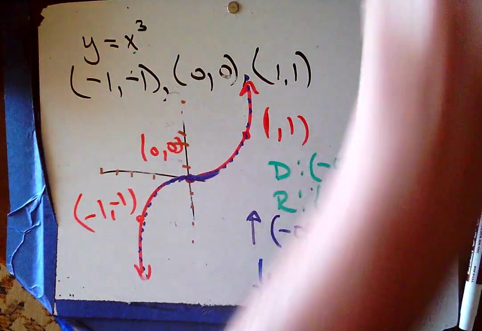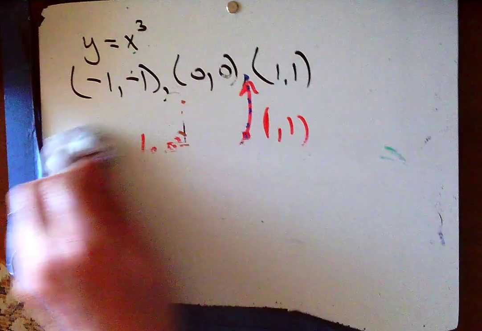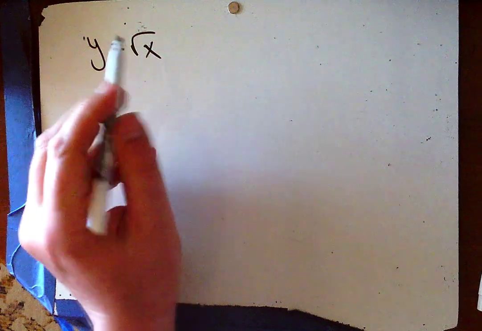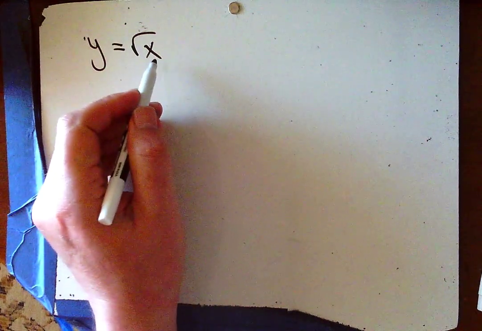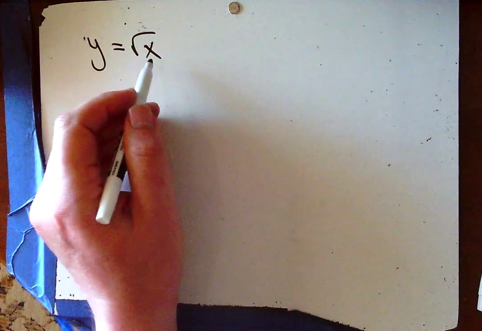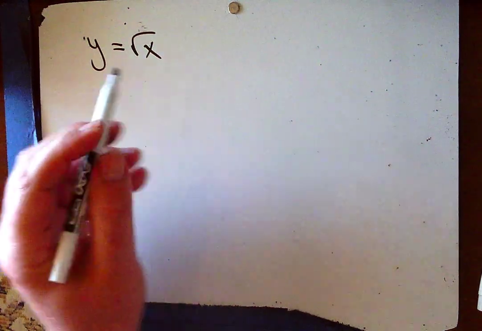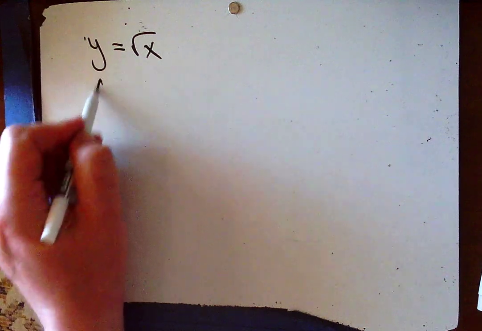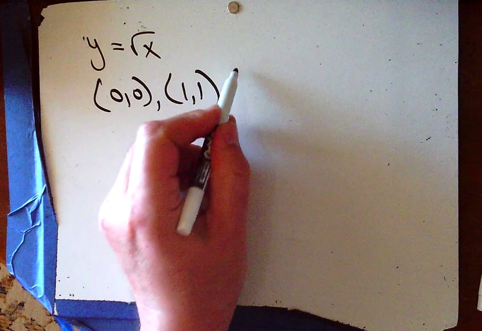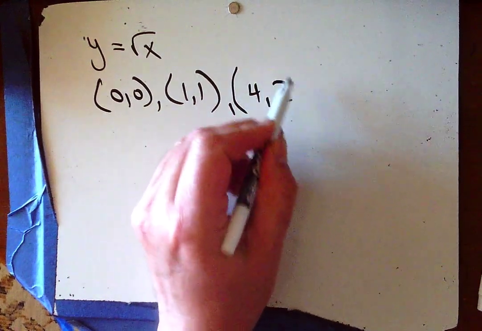Okay. Next reference graph. We've got y equals square root of x. Okay, so here's a function, y equals square root of x, that has a restricted domain. I can't plug any x value I want in there. If I try and plug -1 in there, I get an imaginary number. So we're going to be using (0, 0), (1, 1), and (4, 2).